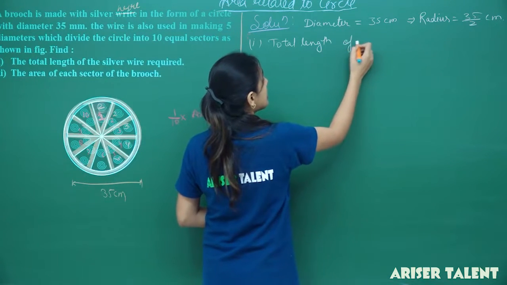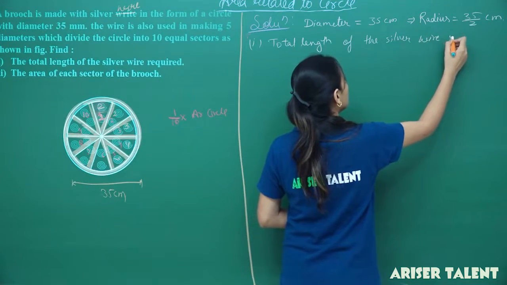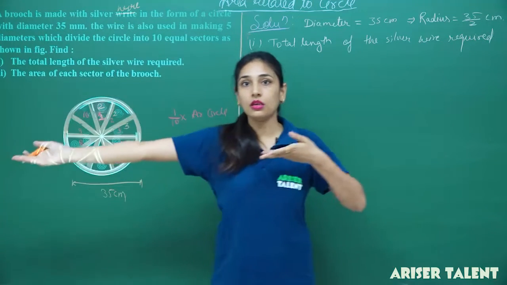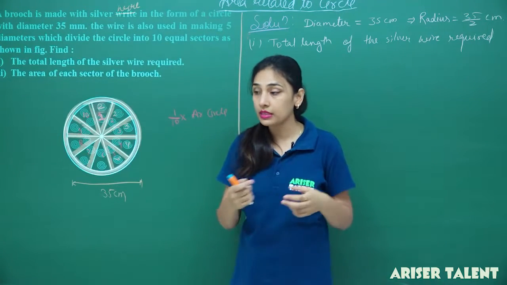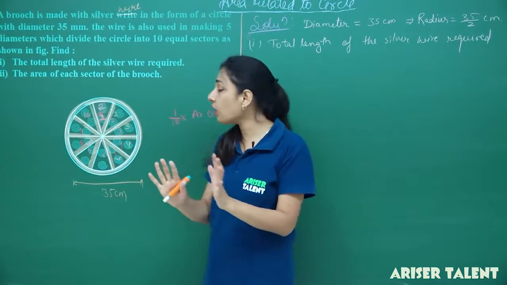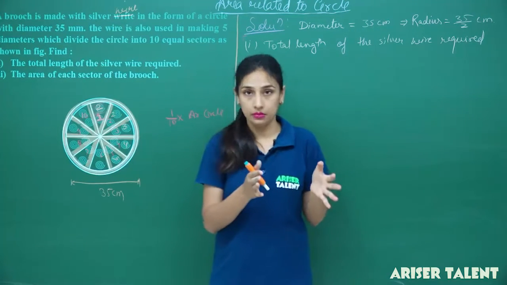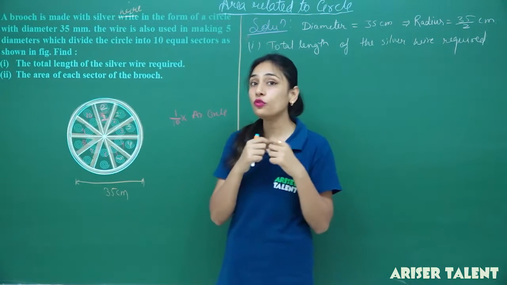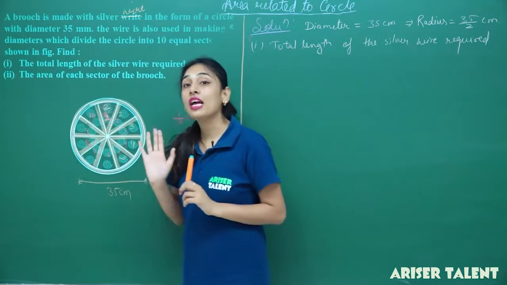of silver wire required. I have told you this was a silver wire with us. What we did was cut it into some pieces. The first piece we used to make this circle of radius 35 by 2 centimeters. Now some segments of this wire remained, and we use them as diameters, and somehow we use these 5 diameters.